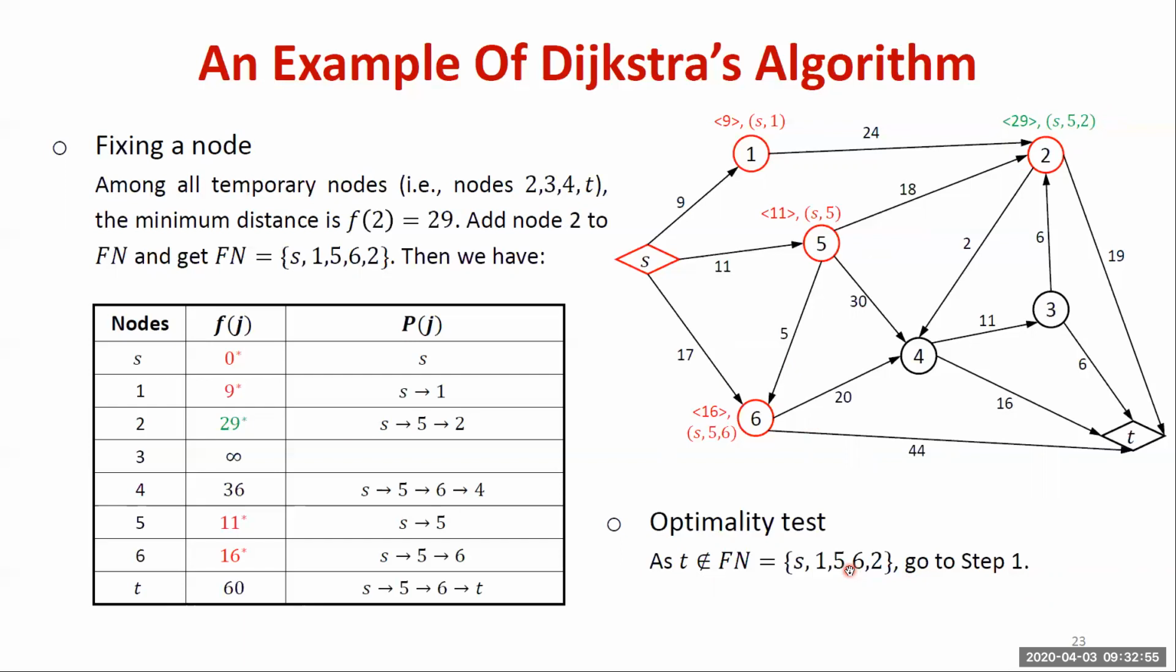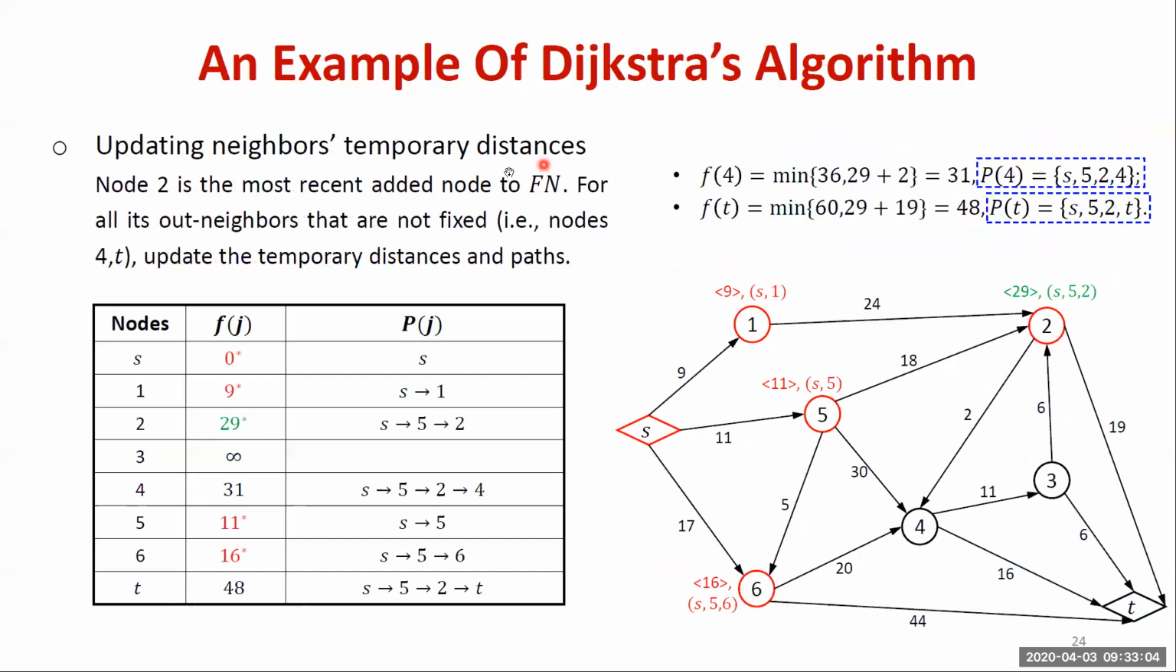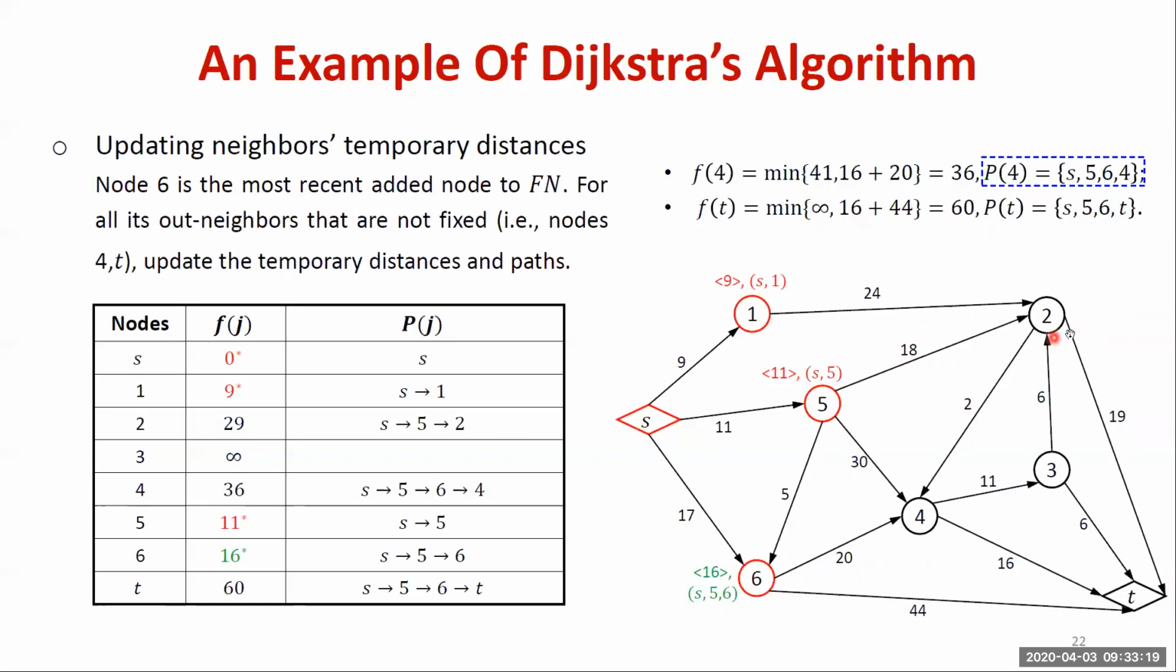Again, you go to step number 1. I don't know which iteration we're at already. 1, 2, 3, 4, 5. 4 iterations, because S is iteration number 0. This is already 4 iterations. So in the new iteration, the 5th iteration, you're going to update neighbors' temporary distances. So you're going to ask yourself again, from 2, which node can I go to? From 2, I can go to node 4 and node t, right? So you need to update F4 and Ft.